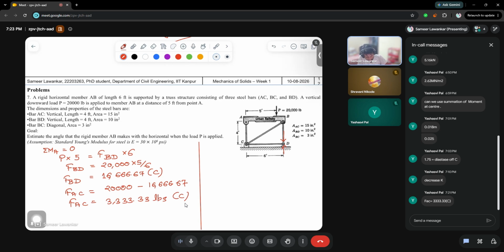So now we have the value of FBD, now we have the value of FAC. With those values, you can calculate the deflections at points A and B. The deflections of points A and B are due to the deflections of AC and BD. Using the equation, delta A is equal to FL upon AE. F is nothing but FAC, which is 3,333.33 pounds. Length will be 4 feet multiplied by 12. Why 12? Because the value of area is given in inches squared.